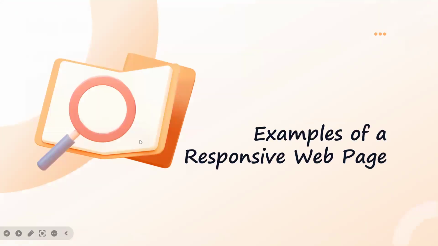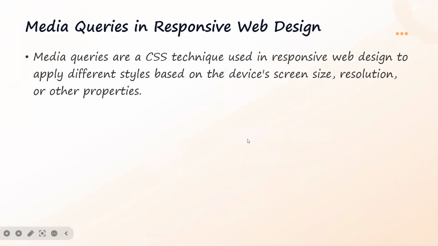I have already shown you an example of a responsive web page, and let's talk about media queries. Media queries in responsive web design are a CSS technique used to apply different styles based on the device's screen size, the resolution, and other properties. So with media queries, you can style your web page based on screen sizes. You can style differently for a screen that is 200 pixels, and differently for a screen that is 1024 pixels.